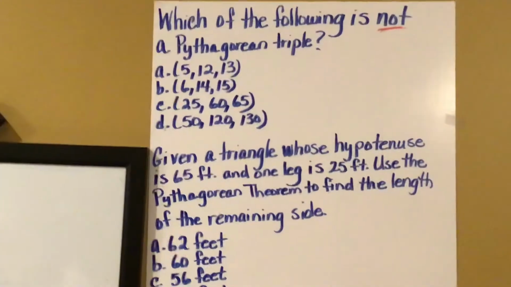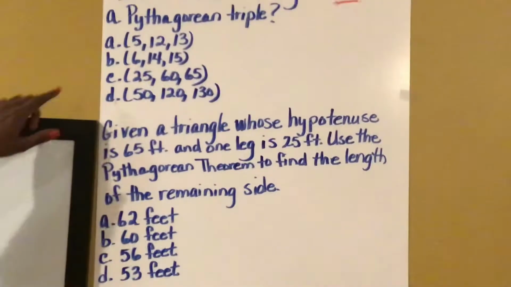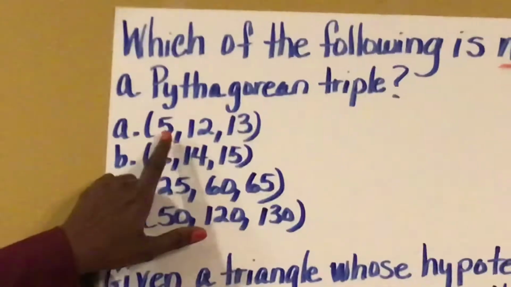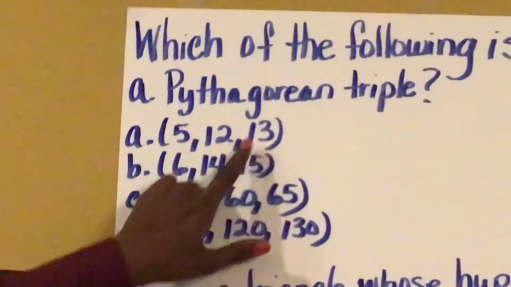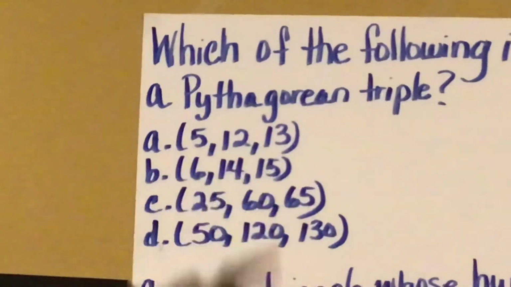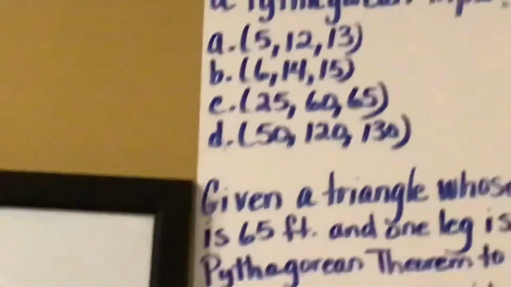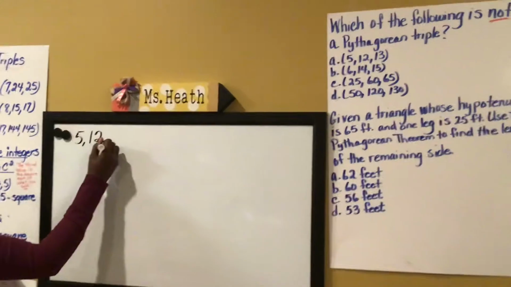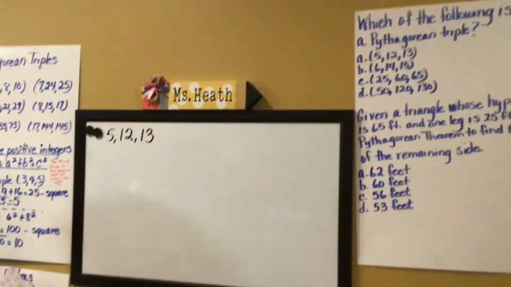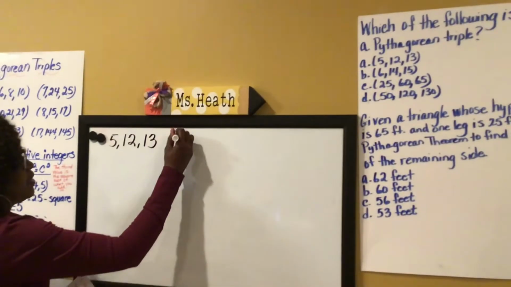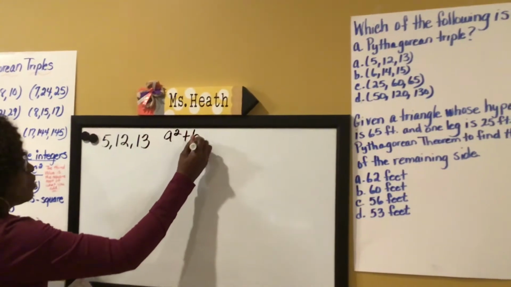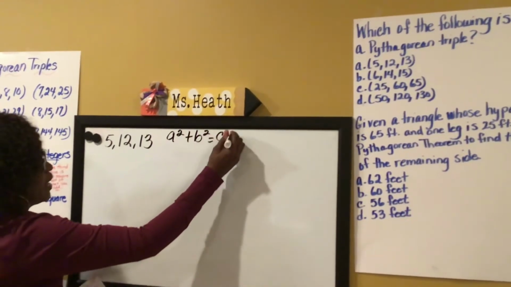So let's take a look at the first one. If you would zoom in on this and make sure they can see. 5, 12, and 13. We need to see if this is a triple. So here we go. We've got 5, we've got 12, and then we've got 13. So we need to solve our formula. Remember, a squared plus b squared equals c squared.